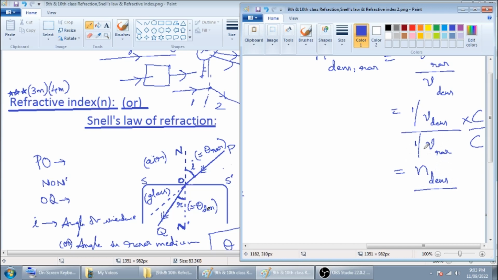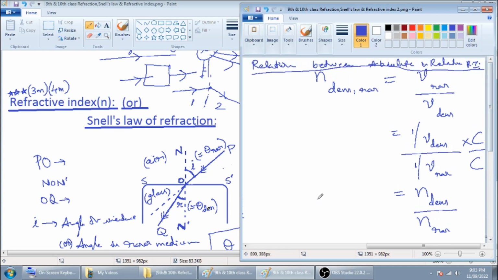And what is the denominator here? C divided by V rarer. C divided by V medium is nothing but the absolute refractive index of that particular medium. What is the medium here? The rarer medium. So it is nothing but the absolute refractive index of the rarer medium, whether it's water or kerosene, any rarer medium. That is what is coming here. Just observe. So therefore we are getting a very special relation. The relative refractive index of any denser medium with respect to any rarer medium is simply coming as what?